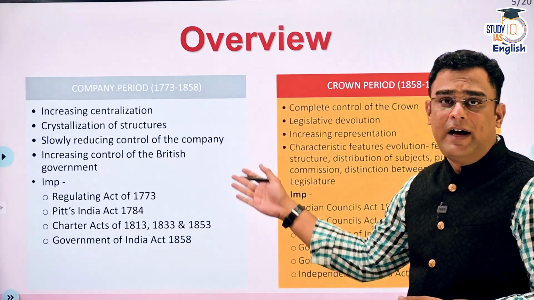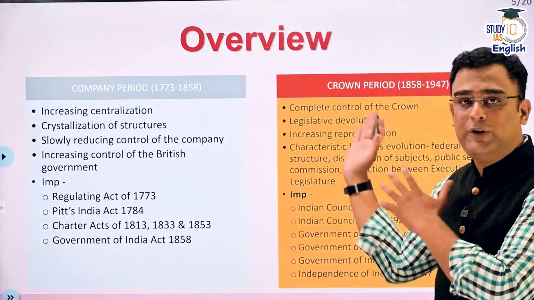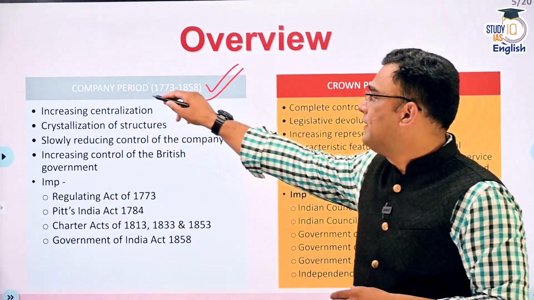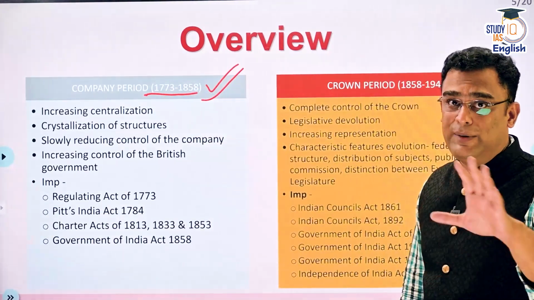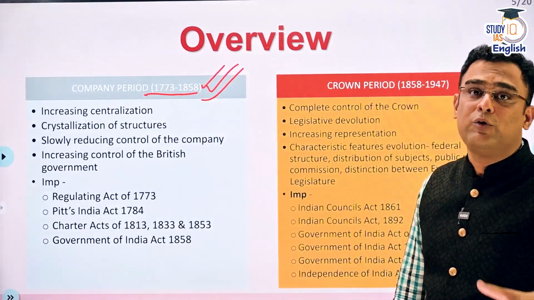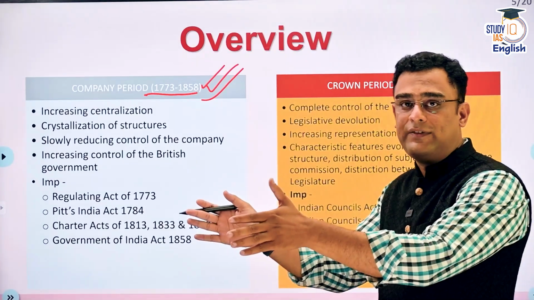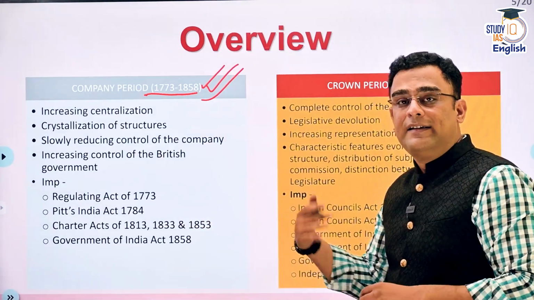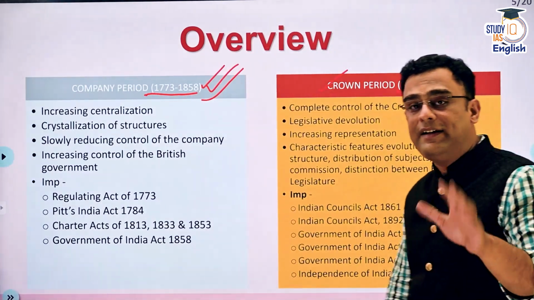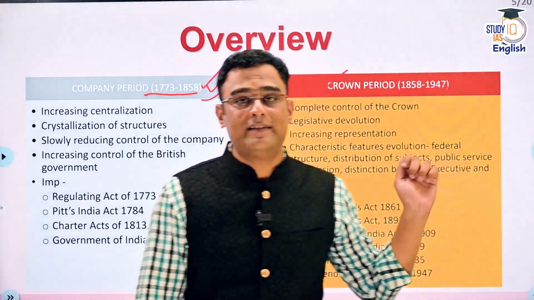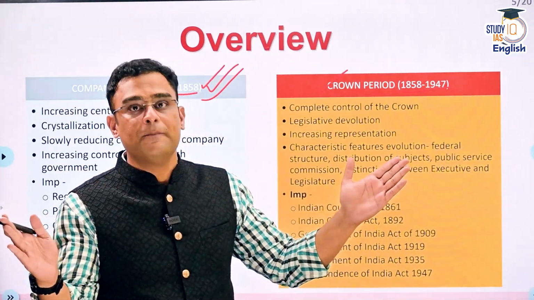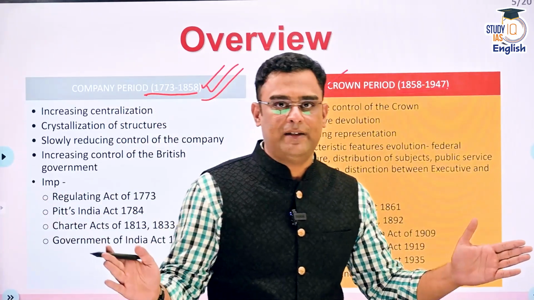The acts that were passed during the British times can be divided into two parts. The first part is the company period, starting from 1773 Regulation Act right up to 1858. That's when the company rule ends. So that is the first phase of these acts. The second phase is from Crown's period till the end, that is 1858 to 1947. That period is the Crown's period. So we can have a segregation based on these time periods.